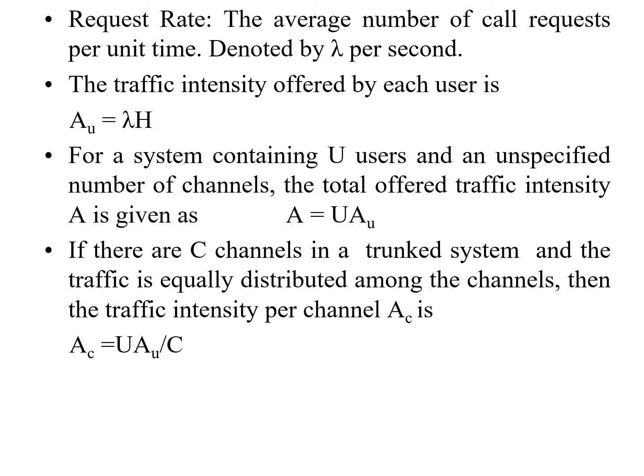Request rate is the average number of call requests per unit time, denoted as lambda per second. The traffic intensity offered by each user is A_U equal to lambda H. For a system containing U users and an unspecified number of channels, the total offered traffic intensity A is given as A equal to U A_U. If there are C channels in a trunk system and the traffic is equally distributed among the channels, then the traffic intensity per channel A_C is A_C equal to U A_U divided by C.